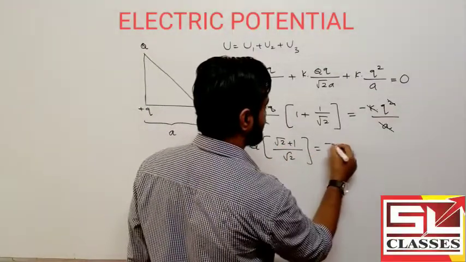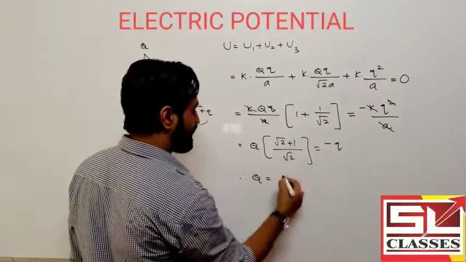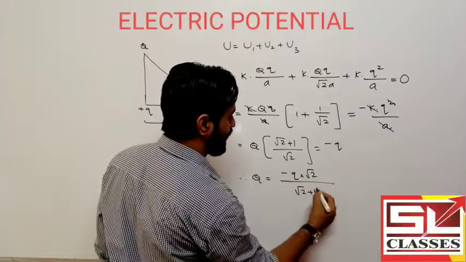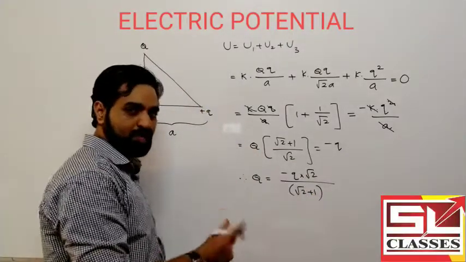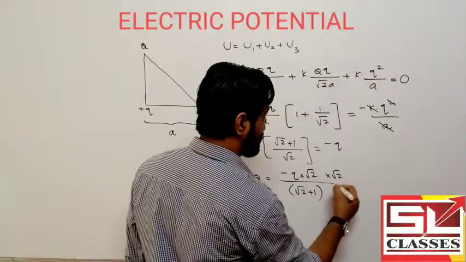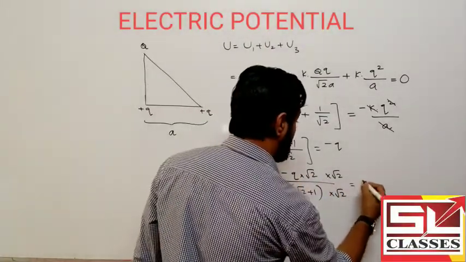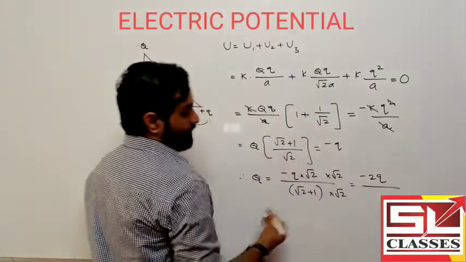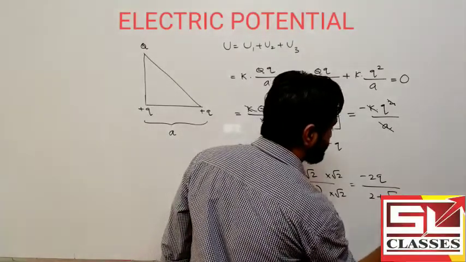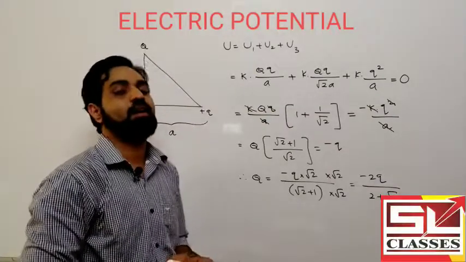That is equal to minus q. So what is Q equal to? Therefore Q is equal to, take this term to the right side, you will get minus q into root 2 divided by root 2 plus 1. To get the correct option as given in the answer, we have to multiply the numerator with root 2 and the denominator with root 2. So what do you get? Root 2 into root 2 becomes 2. So this is equal to minus 2q by, root 2 into root 2 becomes again 2, plus root 2 into 1, that is plus root 2. This will be the answer given. So you can check the option. So that is the solution for this question. Hope you can understand. Now we are moving to the next question.